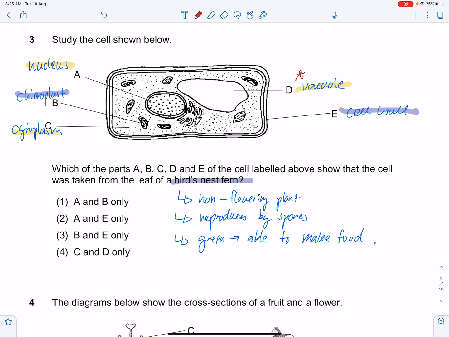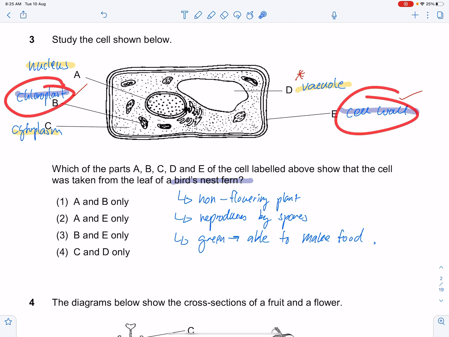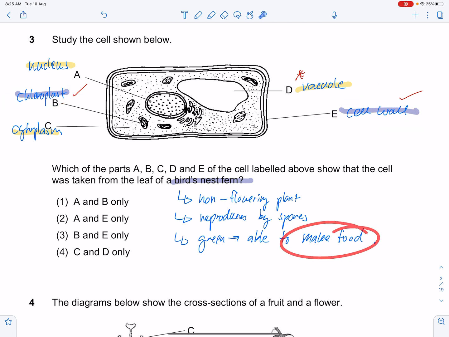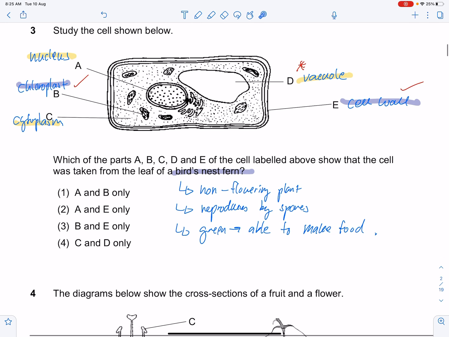So we have already identified that the chloroplast and cell wall are going to help us confirm that it's actually a bird nest fern. Cell wall, because all plant cells have a cell wall. Chloroplast, because it's able to make food. So you will need your chlorophyll in your chloroplast. So answer 3.